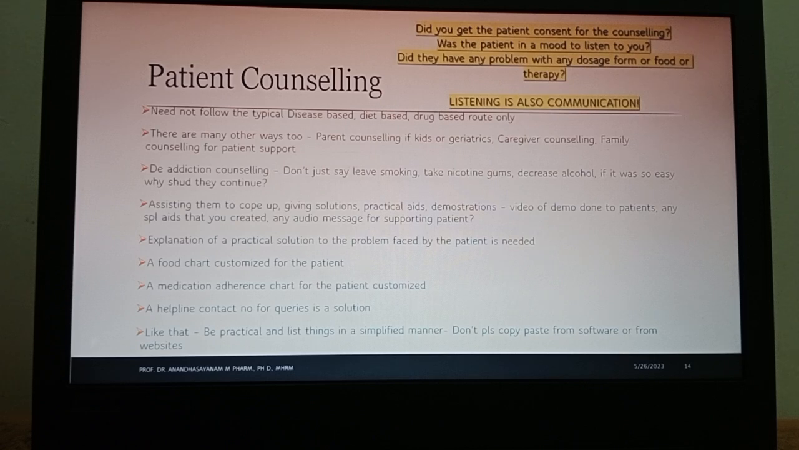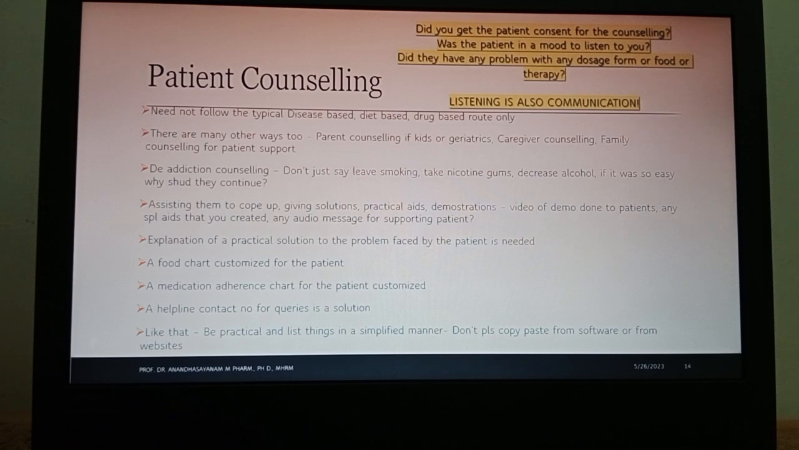Separate chart for a kid, separate chart for an old age patient, a chart for a patient with kidney disease, a chart for a patient with diabetes, a patient with diabetes and cardiovascular problems, a person with particular drugs and Parkinson's disease and Alzheimer's disease. So everything is customized, and no two patients or no two conditions are similar.